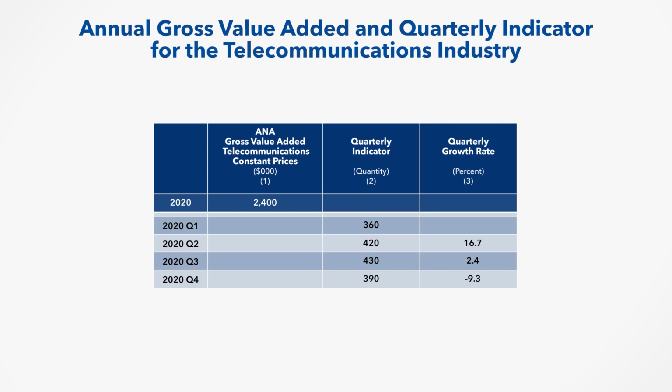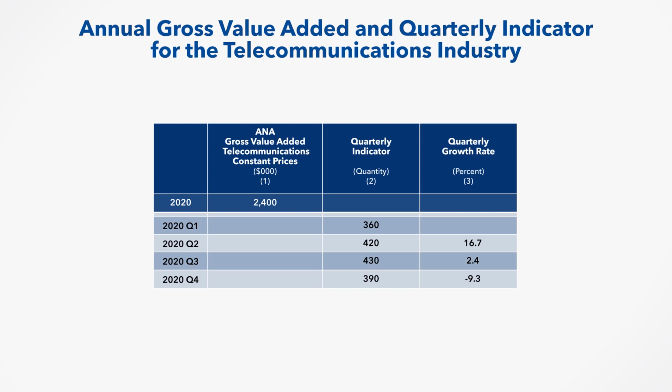Let us look at an illustration of how ANA data would be combined with a quarterly indicator for Q&A compilation. Assume that the annual gross value added of the telecommunications industry in constant prices in 2020 was 2400. This estimate was derived using results from an annual telecommunications business survey and a set of telecommunication producer price indices.